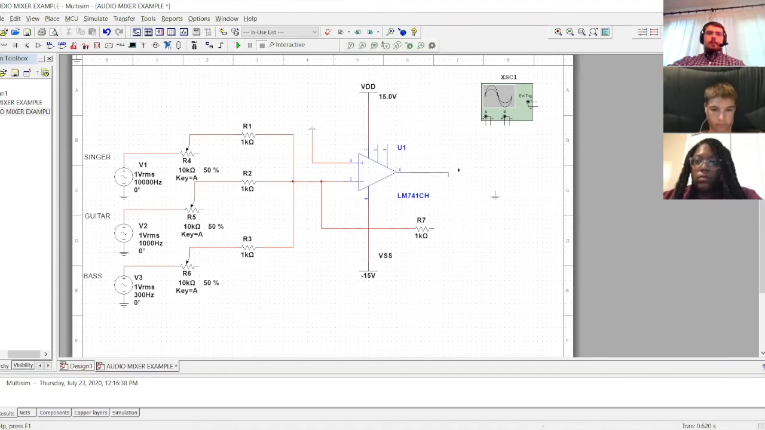The output, which is pin 6, is then connected to the oscilloscope along with resistor 7. And now you are ready to analyze the circuits.